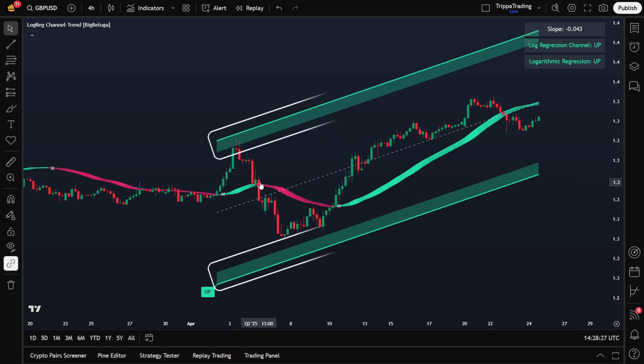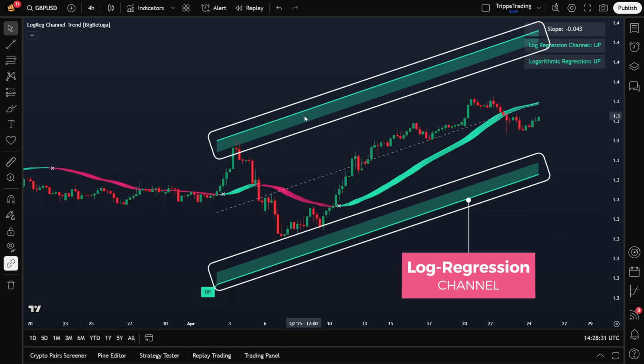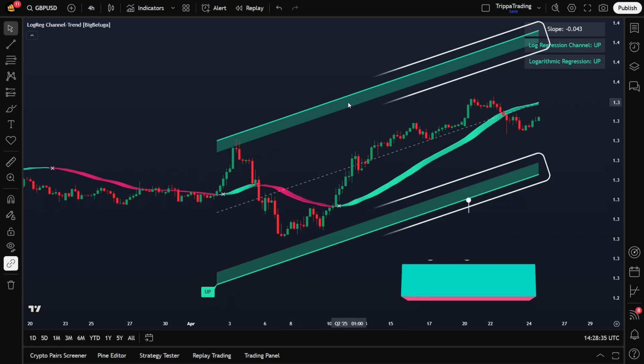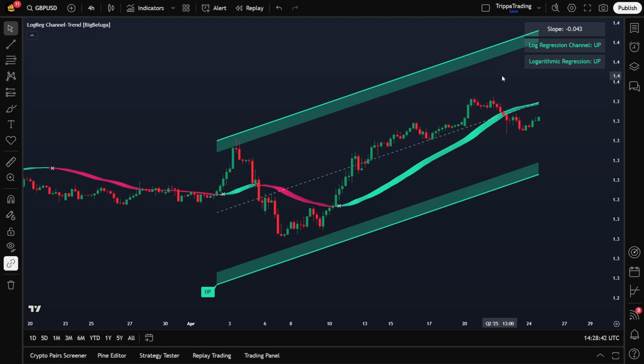Surrounding the ribbon, you'll notice two bands forming a channel. This is the logarithmic regression channel, and it works like a longer-term guide. When the channel is green, we're in an uptrend. When it's red, we're dealing with a downtrend. And here's where it gets powerful.